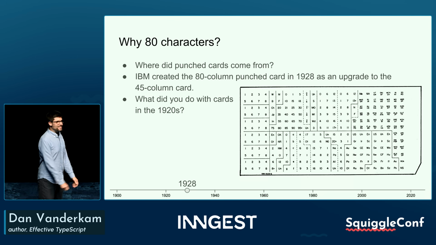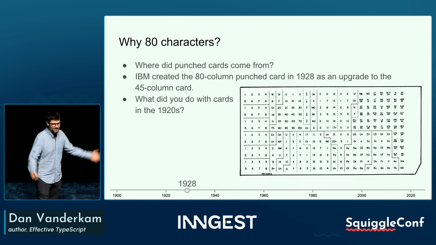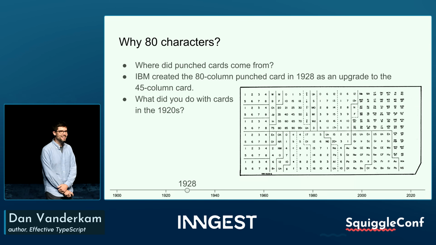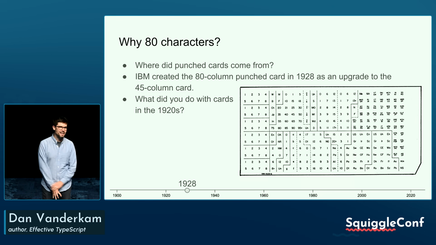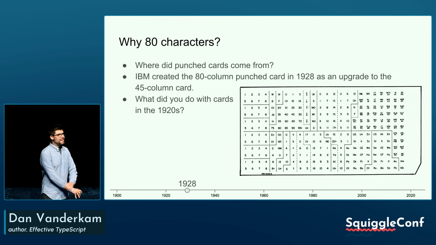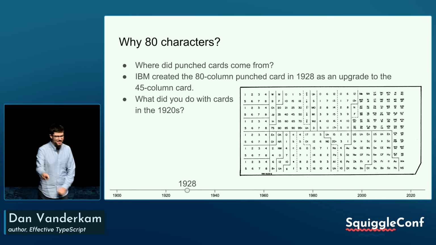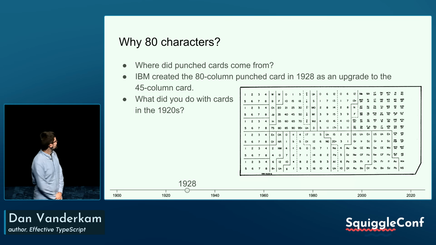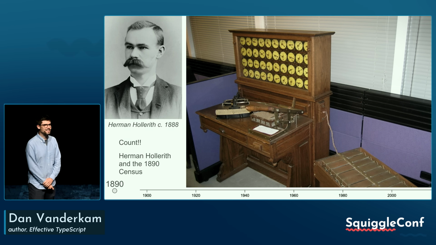So we can keep diving backwards here. Why 80 characters? Why were the punch cards 80 characters? Well, the answer is it was an upgrade from the 45 column punch card. The 80 character card was introduced in 1928. So it was a natural thing to use when they first created computers. But if we didn't have computers, what would you do with a punch card? If you look really closely at this card, you might be able to guess. There's a lot of state names on the right of the card. But yeah, they were used for the US Census.